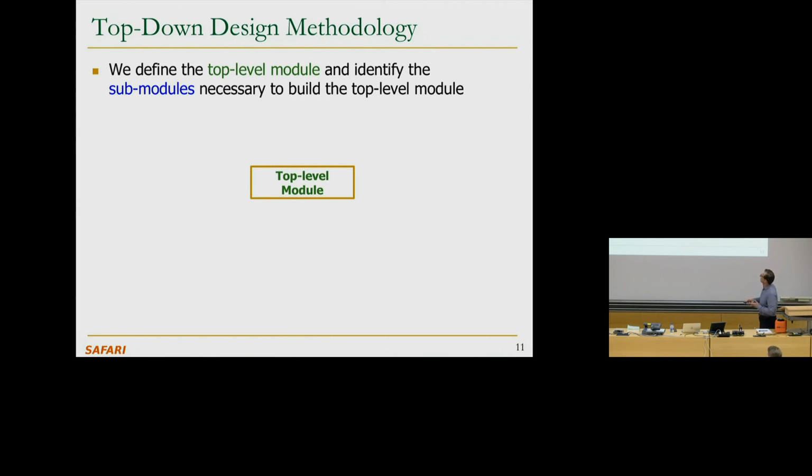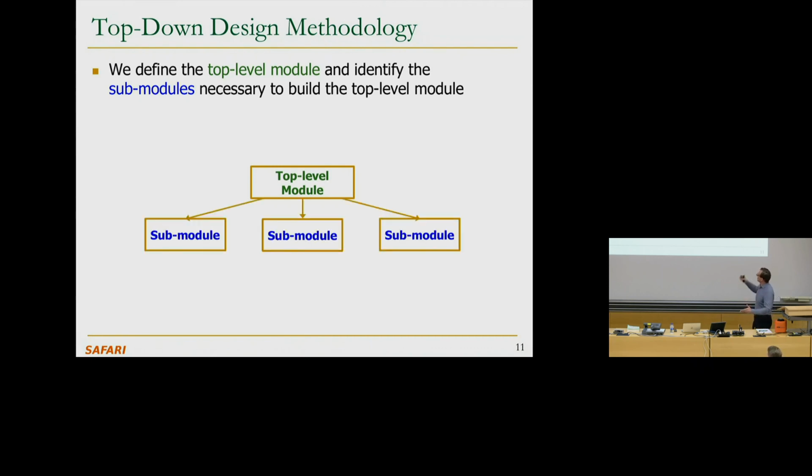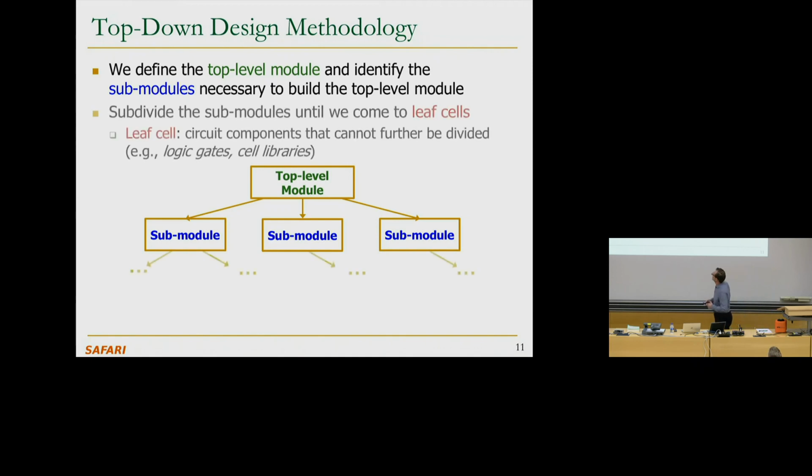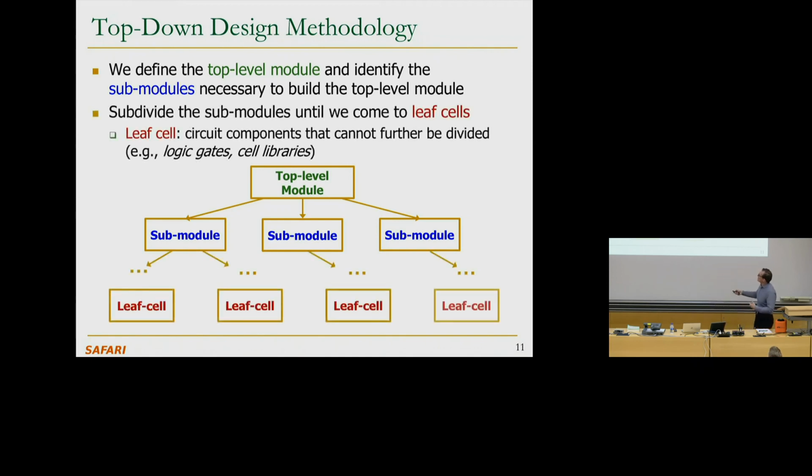This is a processor, and then you say cache, pipeline, and I don't know, input-output, right? That's one way of doing the sub-modules. And then you divide the sub-modules into sub-sub-modules, sub-sub-sub-modules, until you get to the leaf cells. Leaf cells are circuit components that cannot be further divided, or that it doesn't make sense to further divide, given the abstraction level you choose, like logic gates, cell libraries.